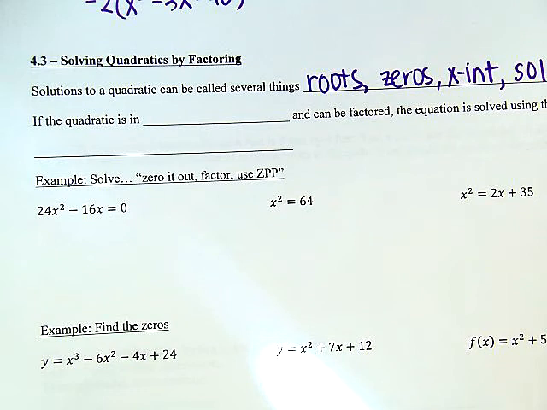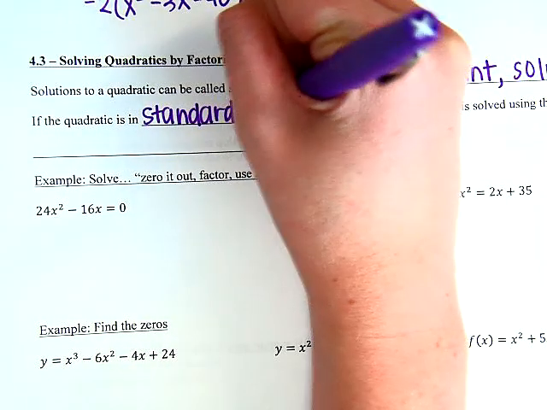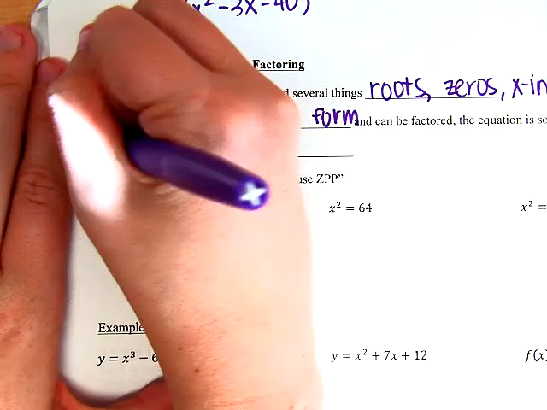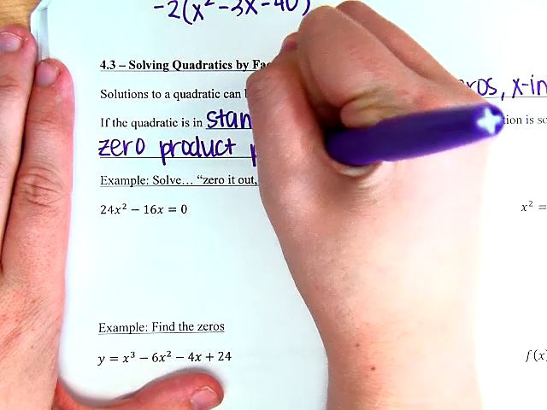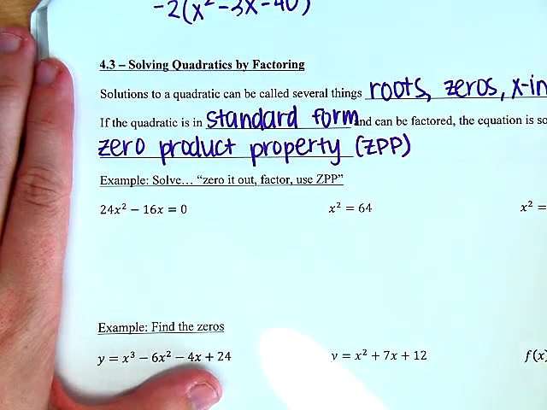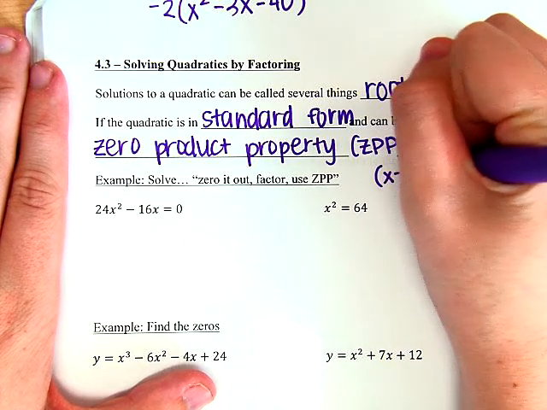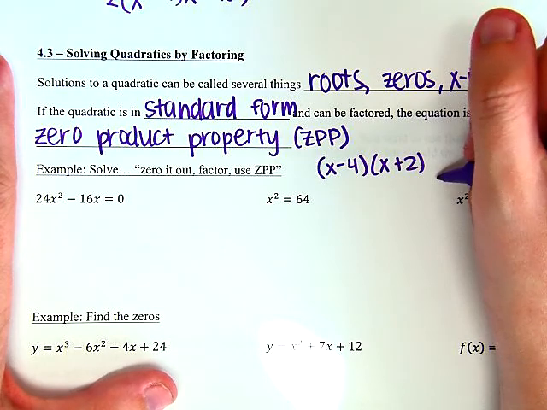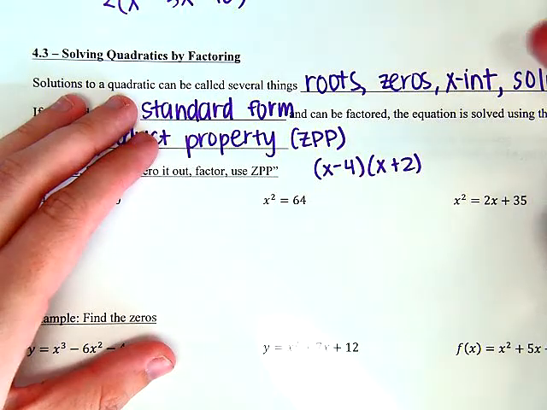And if the quadratic is in standard form and can be factored, the equation is solved using what we call the zero product property, ZPP. Basically it says that if you have the factored form, so x minus 4, x plus 2, like that, if either of these is equal to 0, then the whole thing is 0, because 0 times anything is 0.